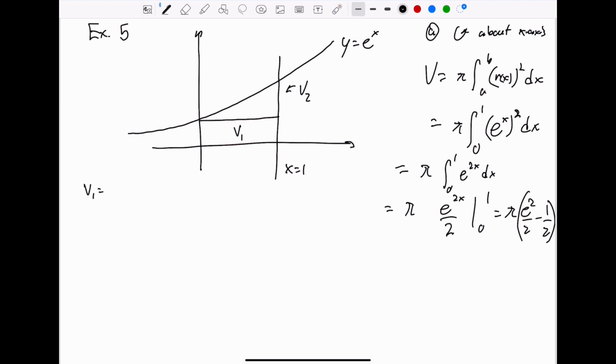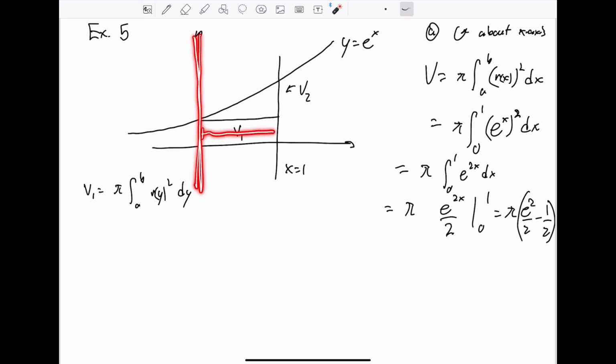For V1, the formula is pi times the integral from a to b. This is in terms of y now, so r of y squared dy. What is the radius for this first region here? Well, the radius is the distance from the line of rotation, which is now the y-axis, to the outside of the shape, which is this x equals 1. This is always a constant distance of 1. So for V1, the radius is simply 1. That's this distance here. So for the first volume, we have pi times the integral.